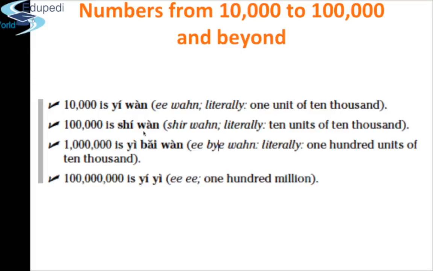十万, 100,000. 十万. 一百万, a million. 一百万, a million. 一亿, 100 million. 一亿.